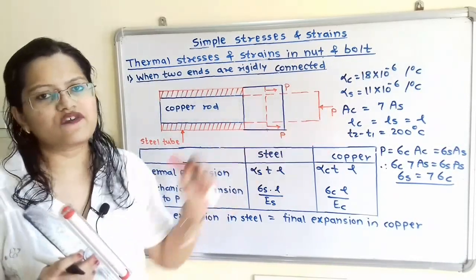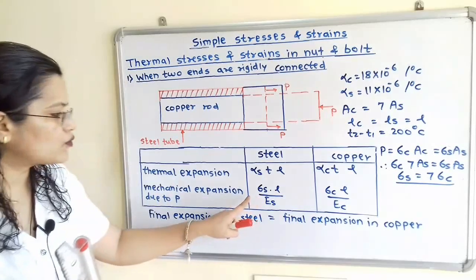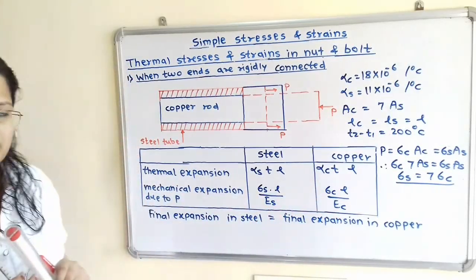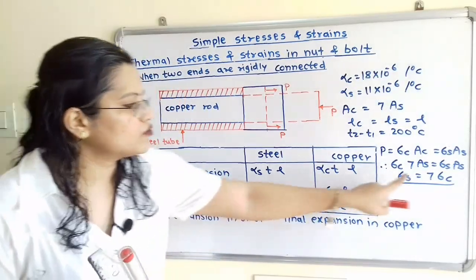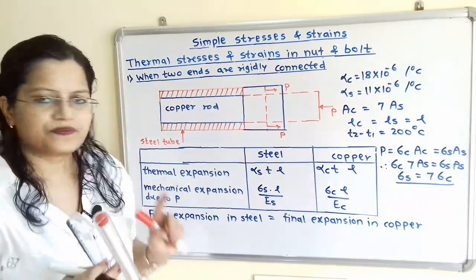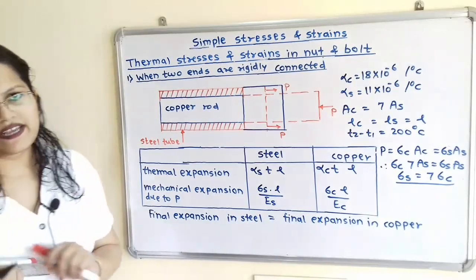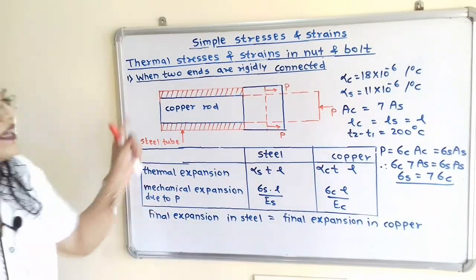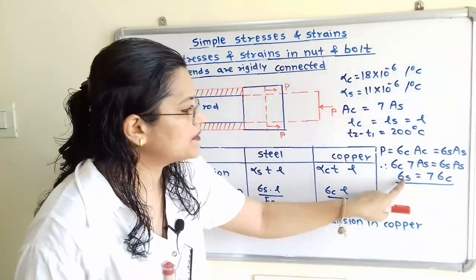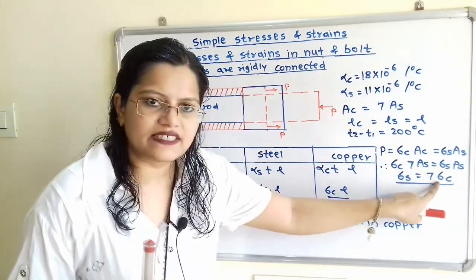So this mechanical force P. So we have to write here this relation. Now we will put here sigma S is equal to 7 times sigma C. Now we will move to the next step. So this is the first step, that we have to prepare the table. Then second step, we have to develop the relation between sigma S and sigma C.